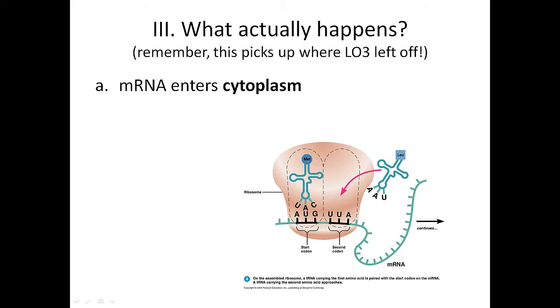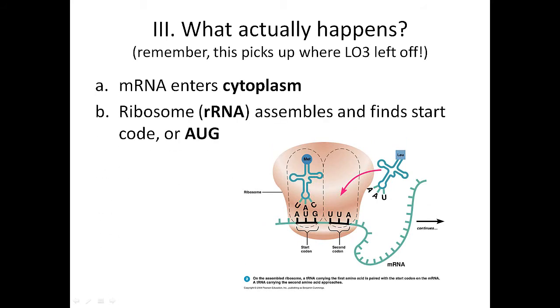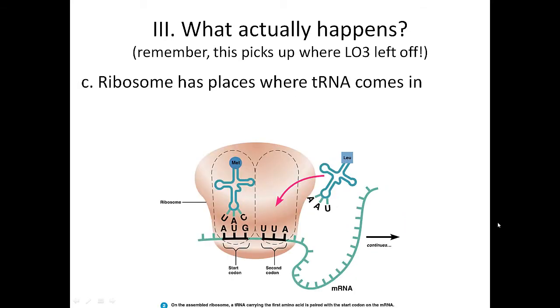mRNA gets shuttled out to the cytoplasm. The rRNA, the ribosome, chomps down on it and finds where AUG is, because AUG always means start. That's where we begin. As we continue down the chain, the ribosome has places, you saw this, where the tRNA comes in and fits and matches up with the codons on mRNA.